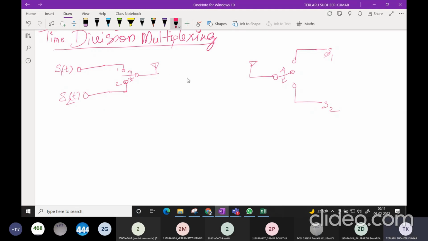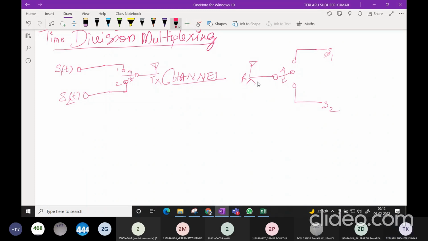So this is my channel, right? Channel. What is between transmitter and receiver is my channel. So if I take a simple example of TDM, this is how a two-channel time division multiplexing concept will look.